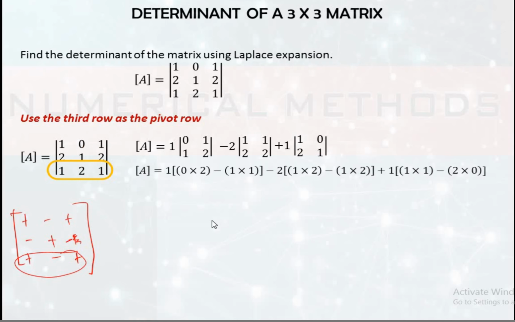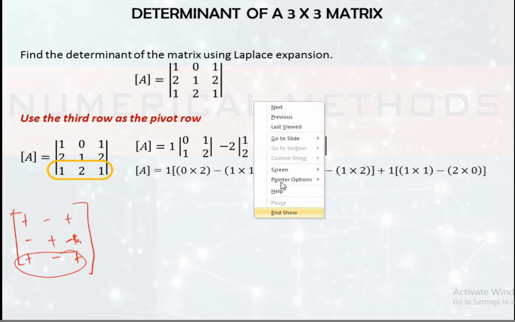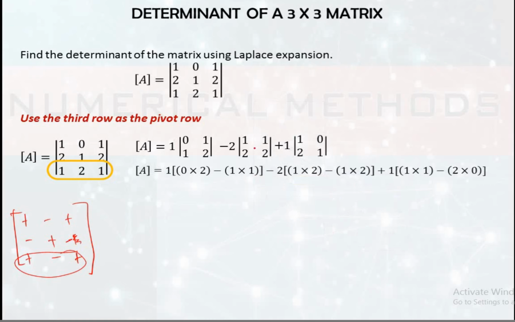Pakita ko lang ulit kung paano ko siya na-solve. Itong una po dito, that is the cofactor of 1. And this one, cofactor of negative 2. Wag po tayong malito. So, inputting this in your calculator, you will arrive at the same answer. The determinant of matrix A is equal to 0. See, kahit anong row yung gagamitin mo, the same answer yung makukuha mo.